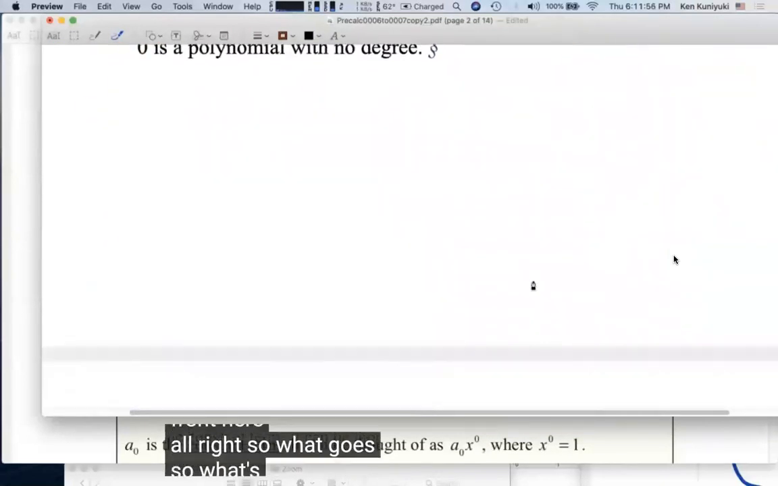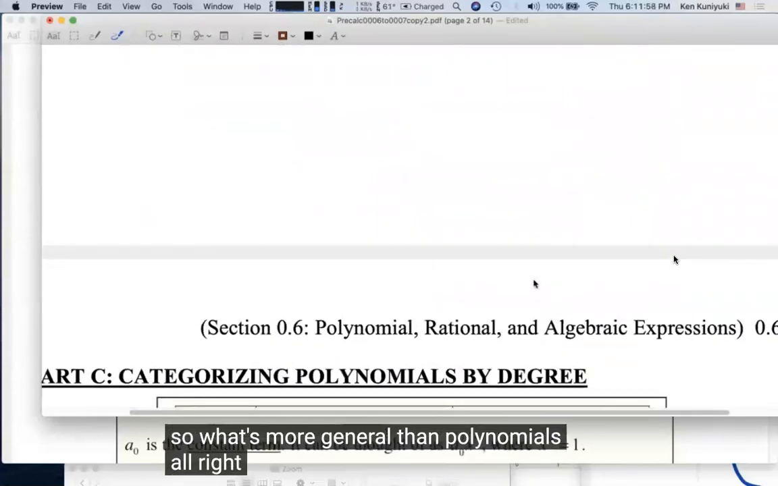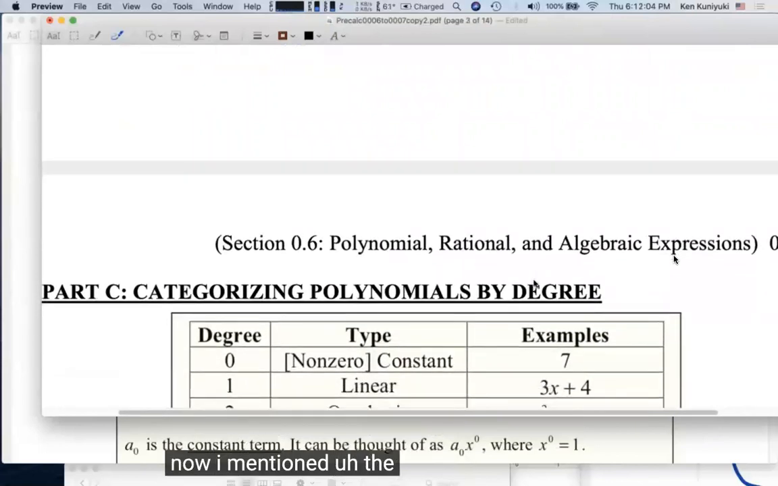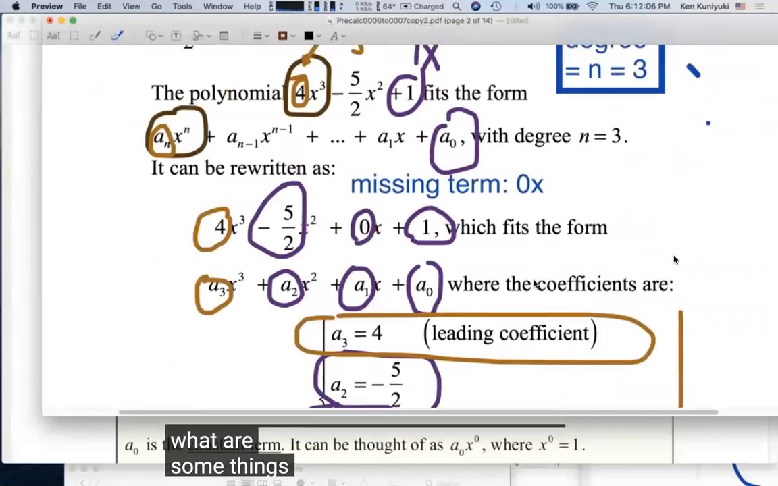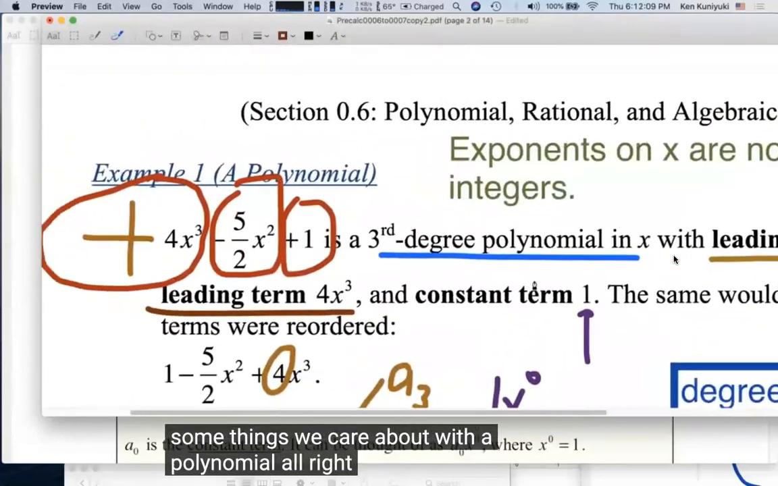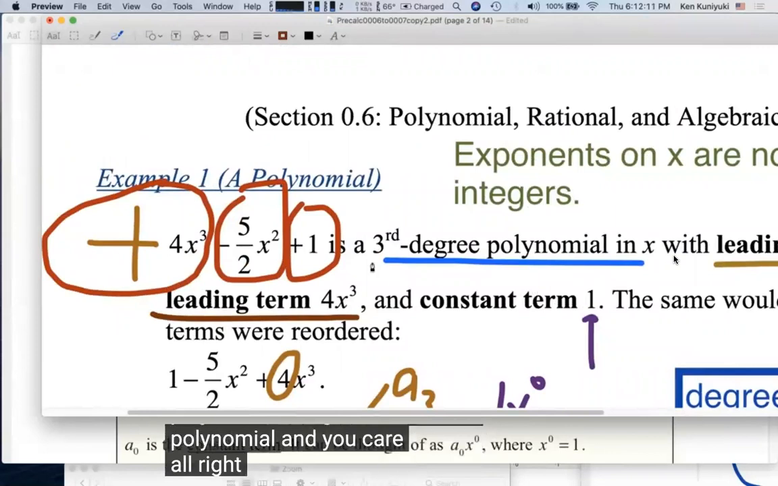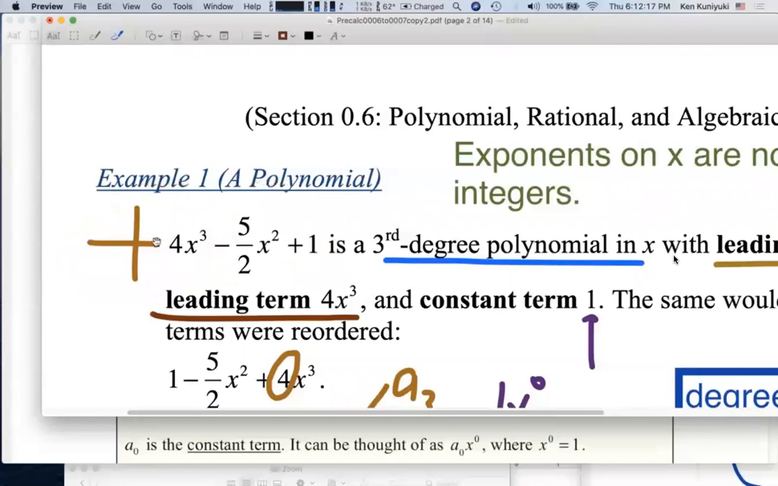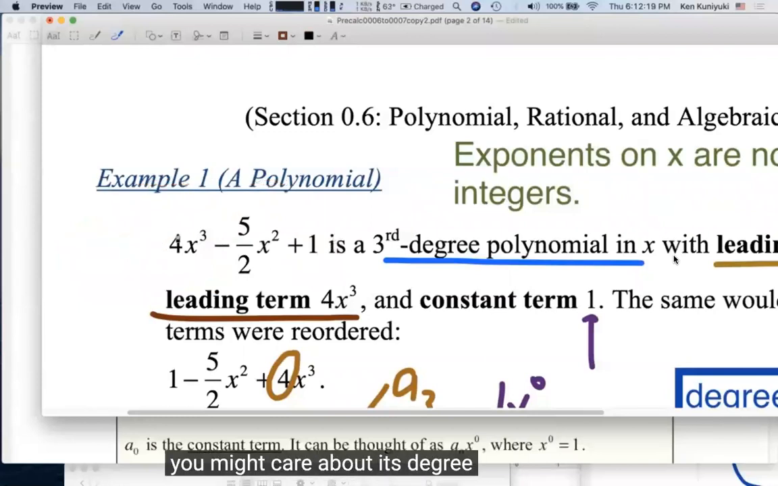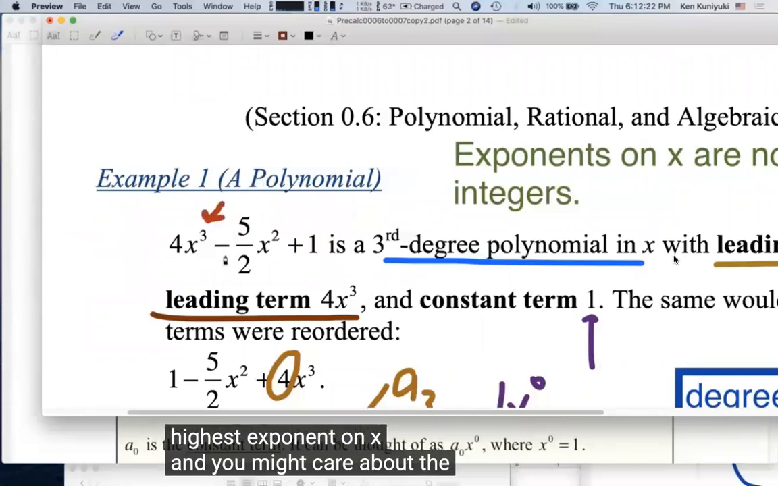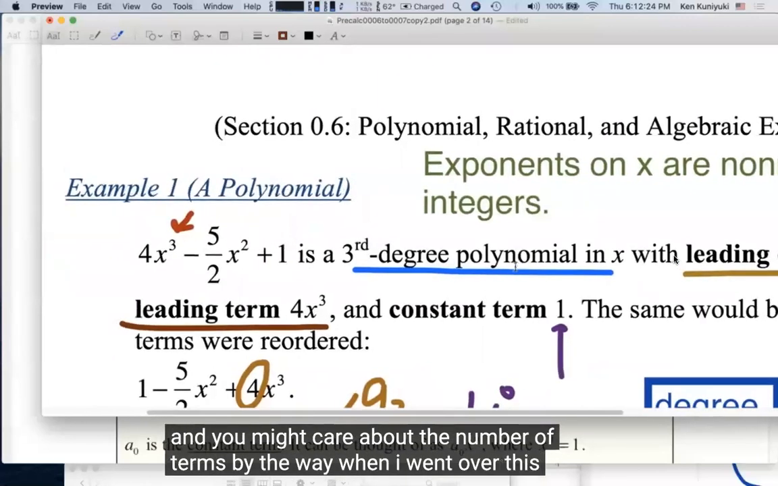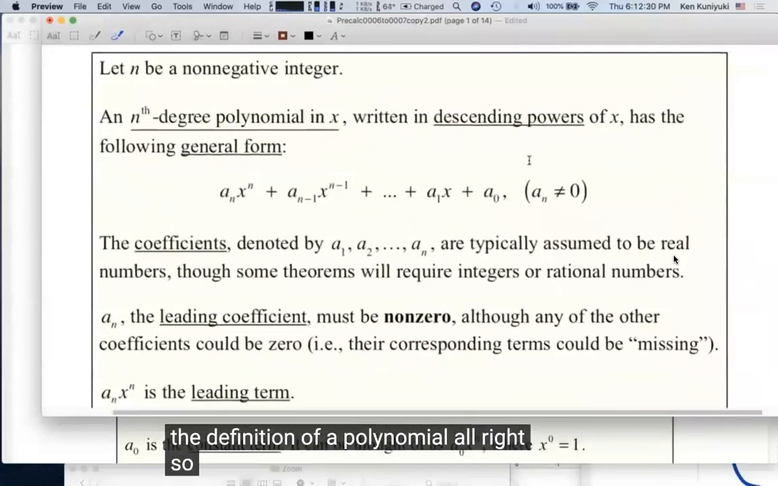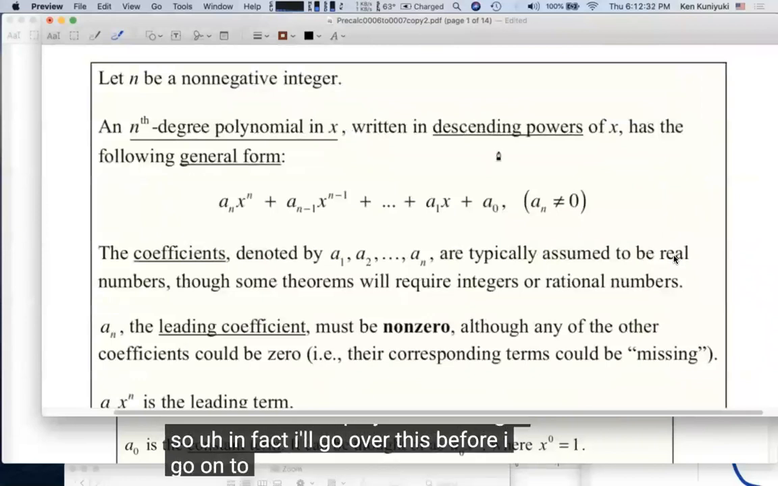So what's more general than polynomials? All right. We'll talk about that later on. Now, I mentioned the number of terms. What are some things we care about with a polynomial? If I have a polynomial and you care, then what are some things that you might care about? You might care about its degree, the highest exponent on x, and you might care about the number of terms. By the way, when I went over this stuff, I was basically going over the definition of a polynomial, so I'll go over this before I go on to the categories.